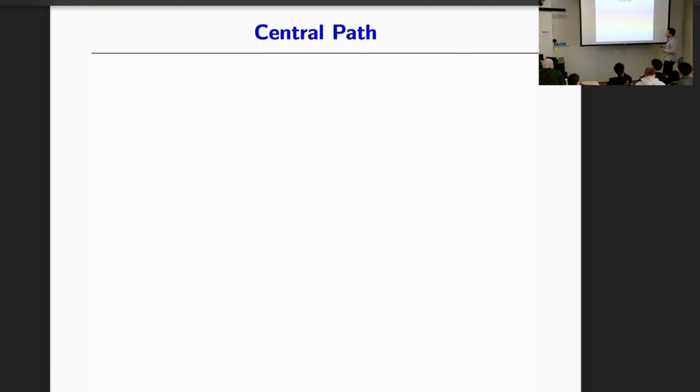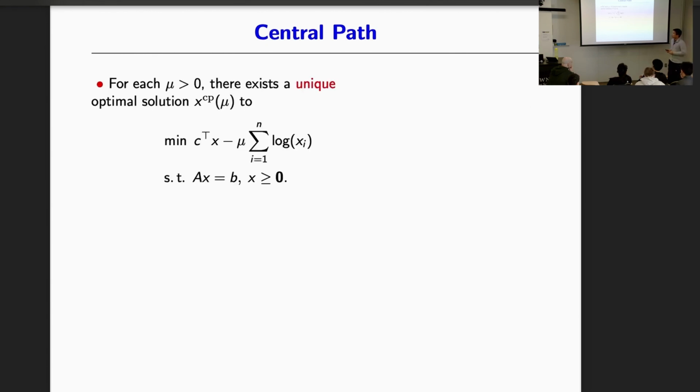Okay, so to talk about interior point methods, it's important to discuss what the central path is. So recall linear programs in standard equality form, right? Minimize c transpose x such that Ax equals b, x non-negative. We will now add an extra penalty term in the objective, which is minus mu times the sum of logs, one for every variable. And this is called the log barrier term.